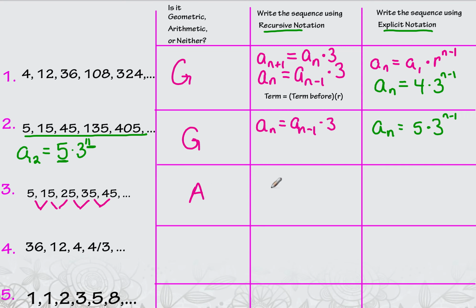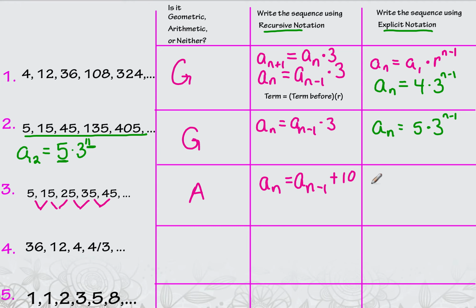And just to review, if you were to write that in recursive notation, look how easy it is now. It makes sense. To find any term, I start with the term before it and add 10 onto it.